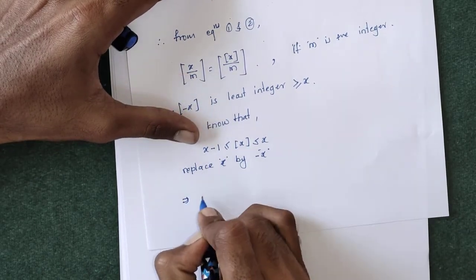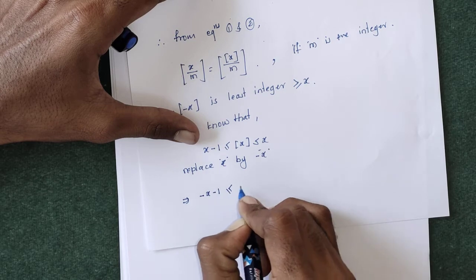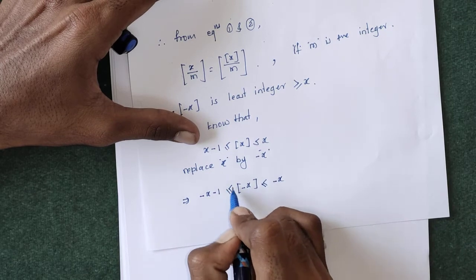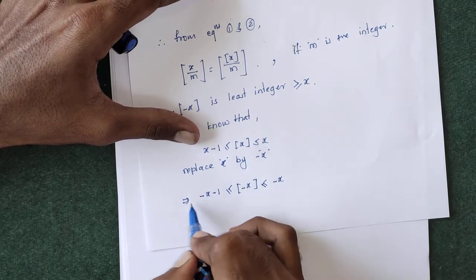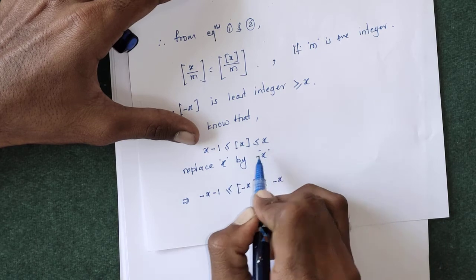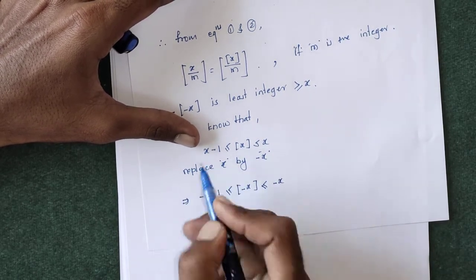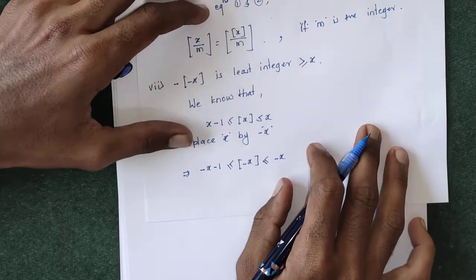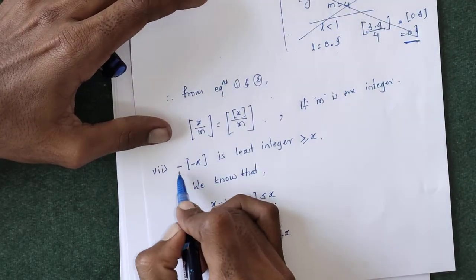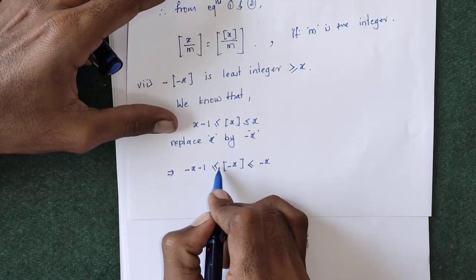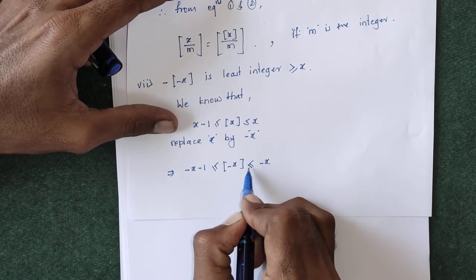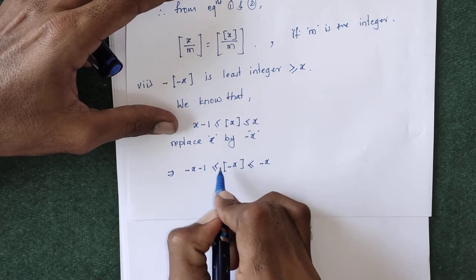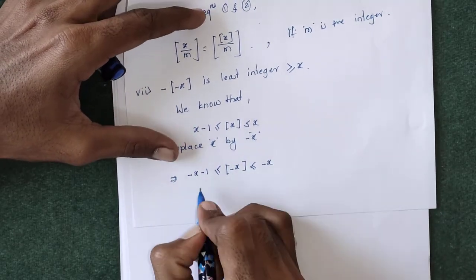So we will get minus x minus 1 is less than or equal to the integral part of minus x, which is less than or equal to minus x. There is no change in the inequality, since we are not multiplying or dividing by a negative number, we are just replacing x by minus x. To get minus of the integral part of minus x, we have to multiply this inequality by minus 1, and the result will reverse to greater than or equal to.